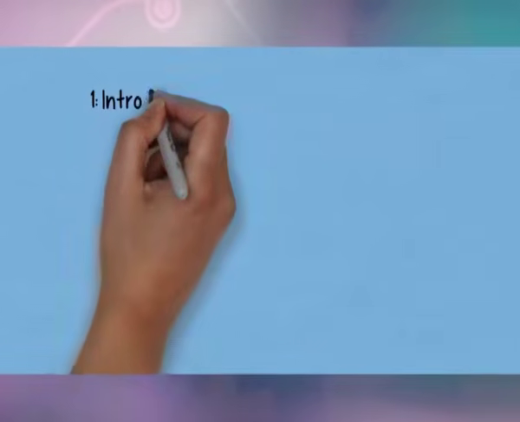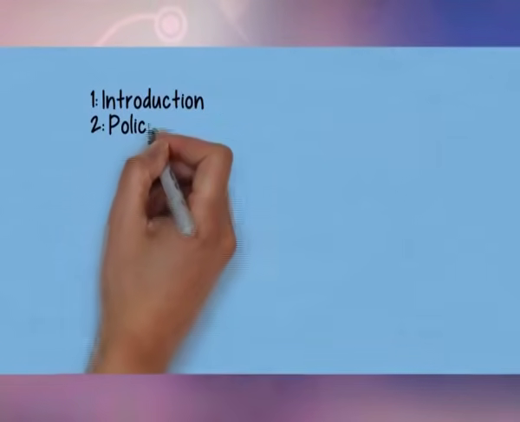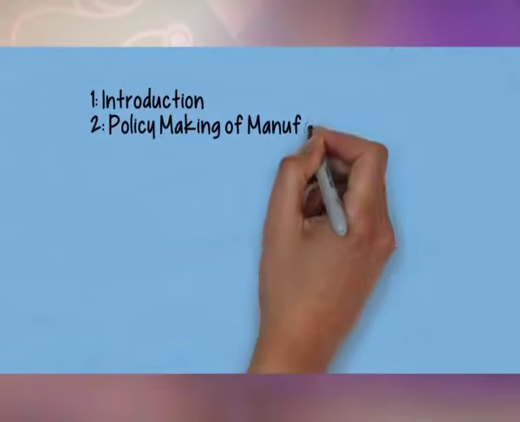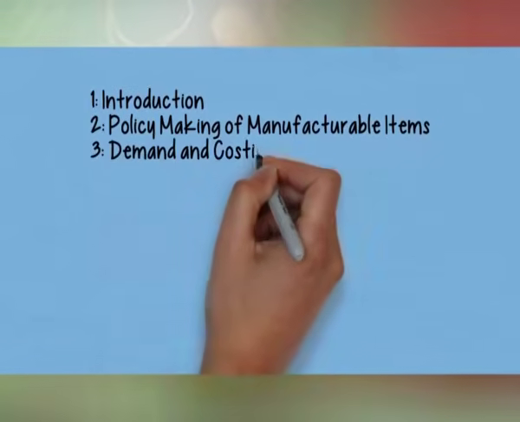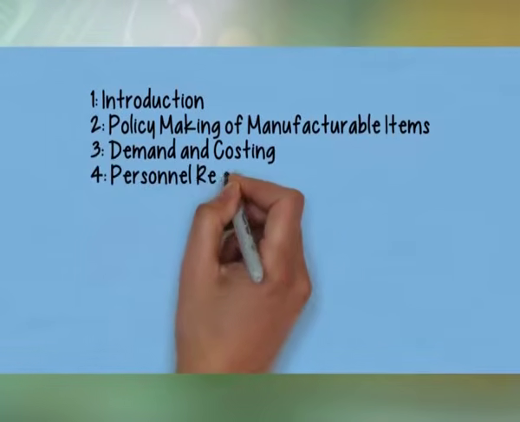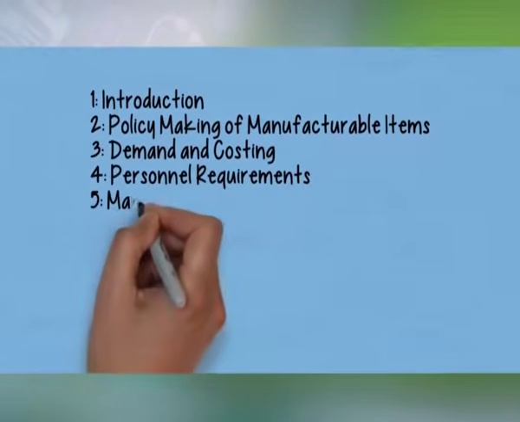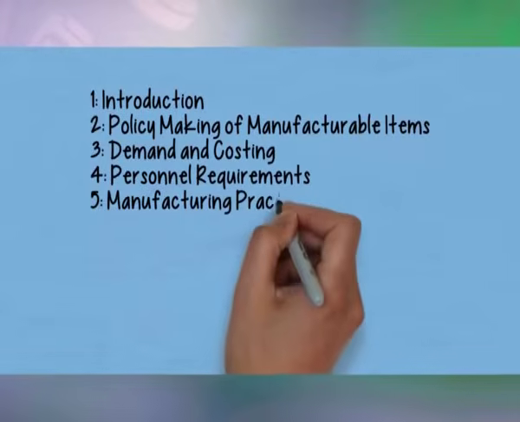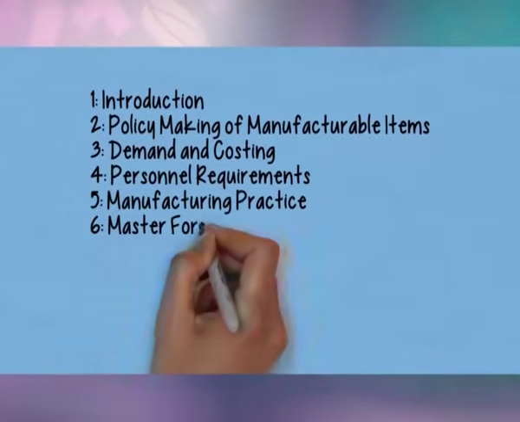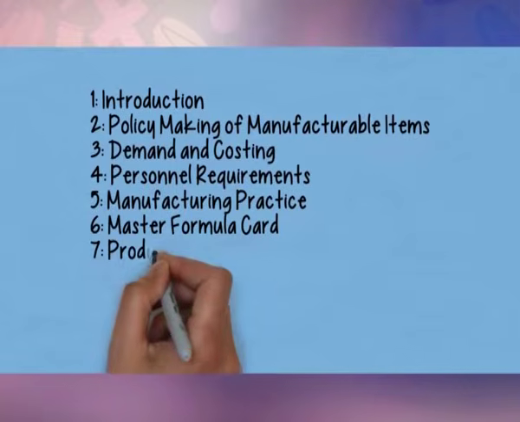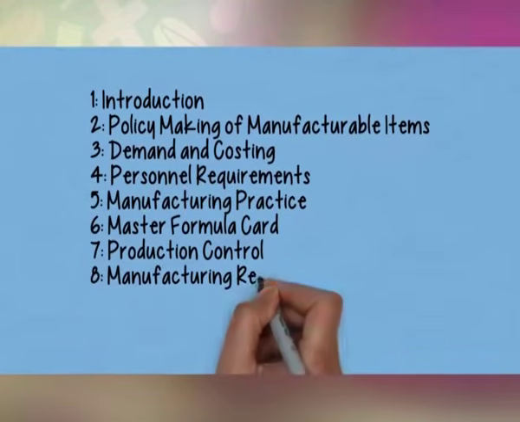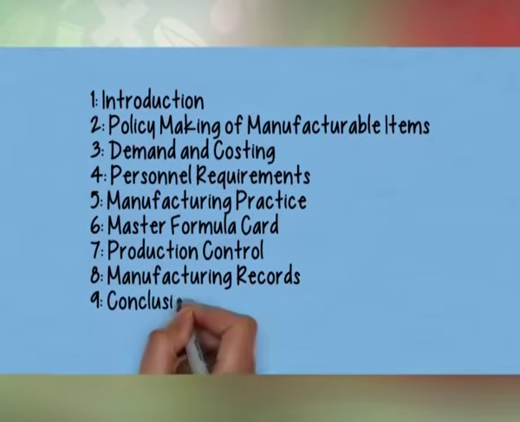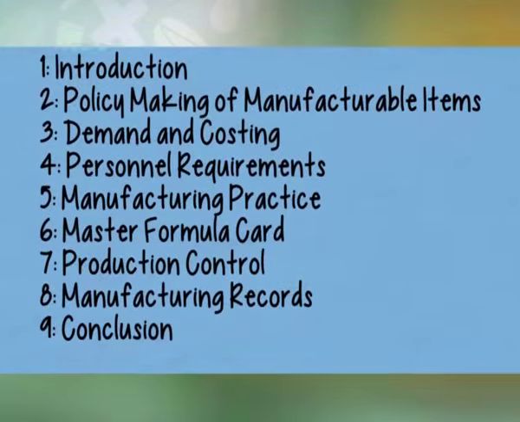Module 1 will be Introduction, Module 2 Policy Making of Manufacturable Items, Module 3 Demand and Costing, Module 4 Personnel Requirements, Module 5 Manufacturing Practice, Module 6 Master Formula Card, Module 7 Production Control, Module 8 Manufacturing Records, and Module 9 will be Conclusion. Module 1 Introduction.